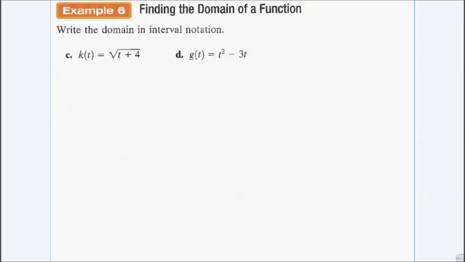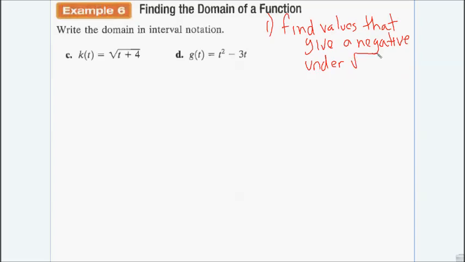With the square roots, our first step is going to be to find the values that give us a negative under the square root. And then the second step will be to exclude those. Because we can't have any negatives under the square root because we're still in the real number system. So for C, I take what's underneath the square root. Okay. And negatives occur when I'm less than 0. Does everybody agree with me? Negatives happen less than 0?